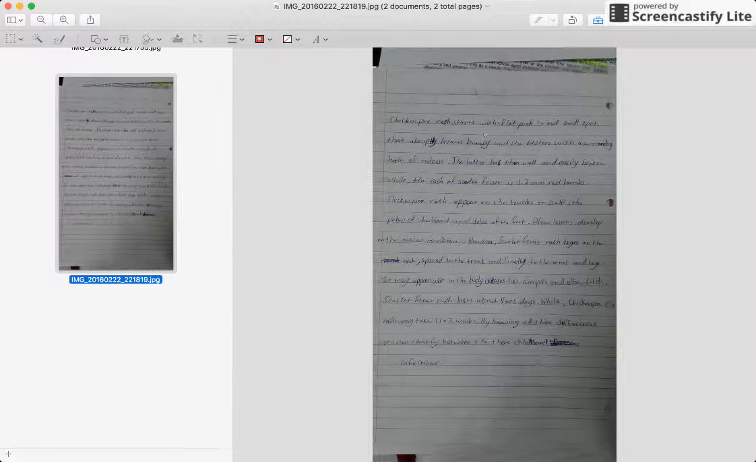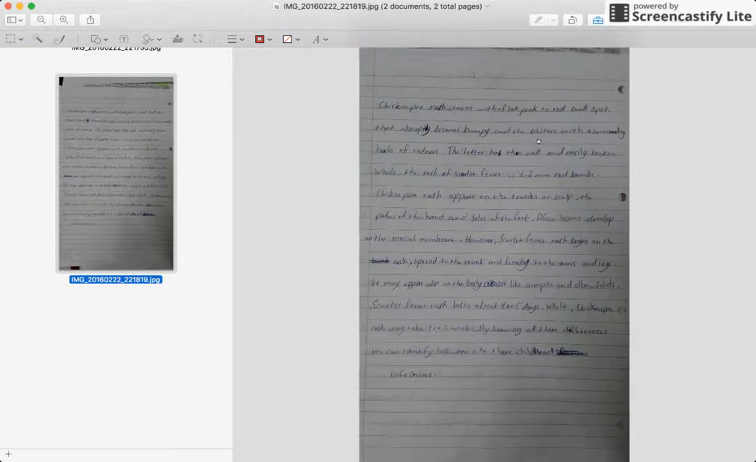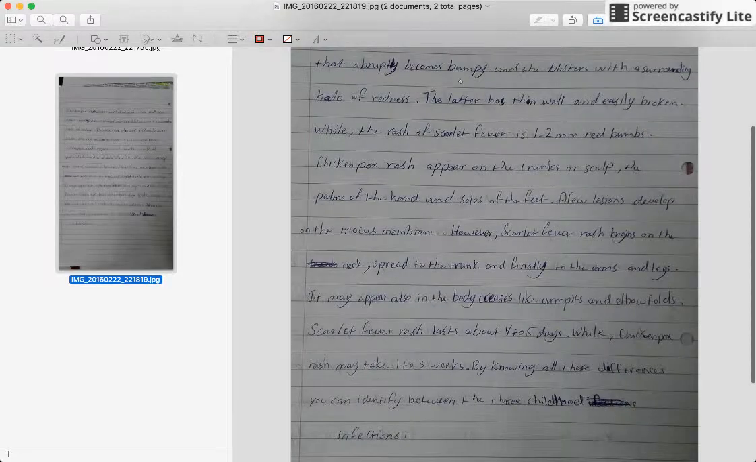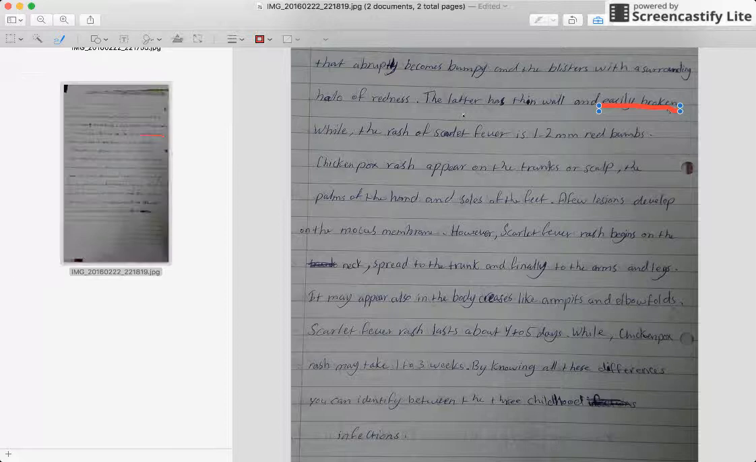Okay, good. Chickenpox rash starts with a flat spot to red spot. Okay, that abruptly becomes bumpy, and the blisters. Okay, and then blisters. I think you have a grammar mistake here. Then blisters and the surrounding halo of redness. The latter has thin wall and easily... Okay, so look at your tense here, why you wrote easily broken. The latter has thin wall and is easily broken, okay?